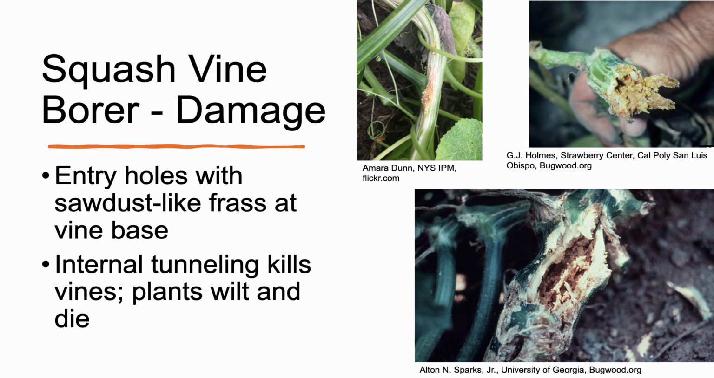Once larvae enter the plant, damage progresses quickly. Larvae bore into the base of the vine, leaving entry holes and sawdust-like frass around the stem. Internal tunneling disrupts water movement, causing vines to wilt and eventually die. All three images show vines of cucurbit plants with entry holes and sawdust-like frass from damage from internal tunneling by squash vine borer.